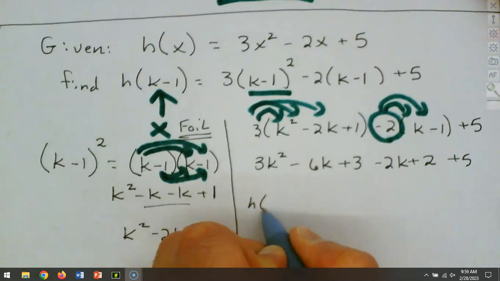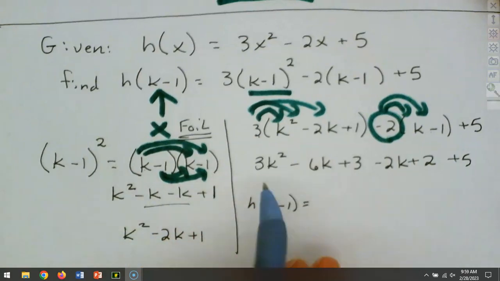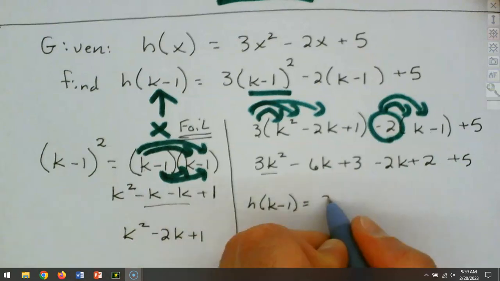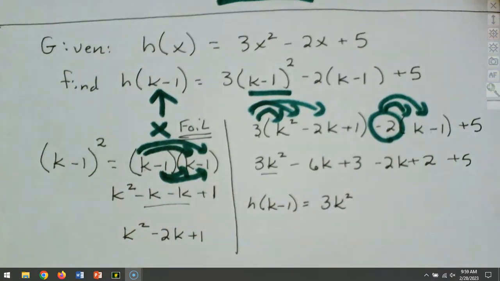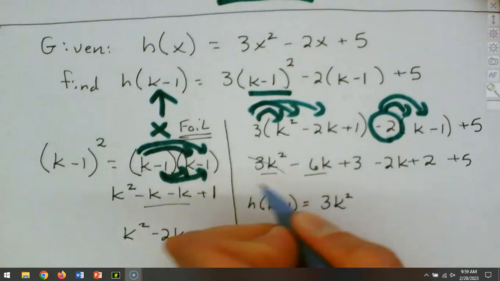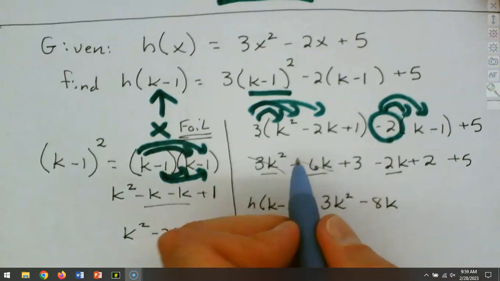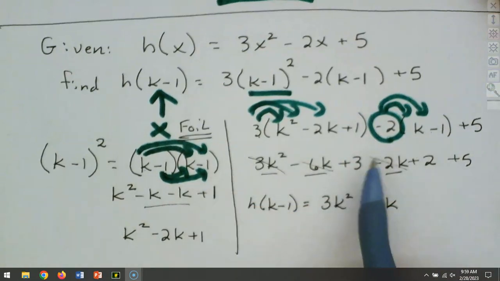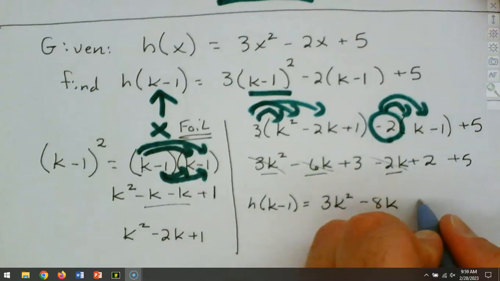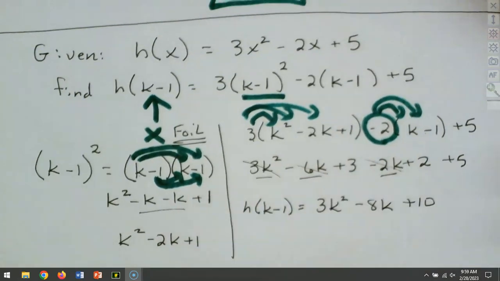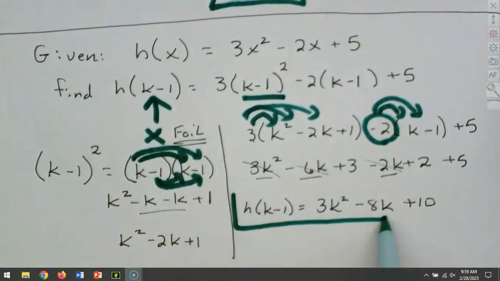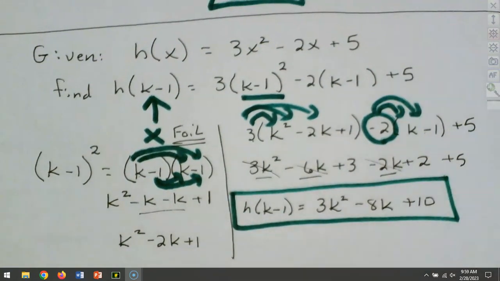And so we have h of k minus 1. And we clean it up. So highest power goes first. So that's a 3k squared. Minus 6k and a minus 2k. That makes it a minus 8k. And then we have 3 plus 2. That's 5. Plus 5 more makes it 10. So that will be your final answer on that one. And that is going to be very, very similar to question 8. Not exactly the same, but very, very similar.